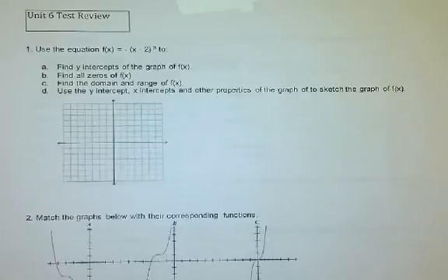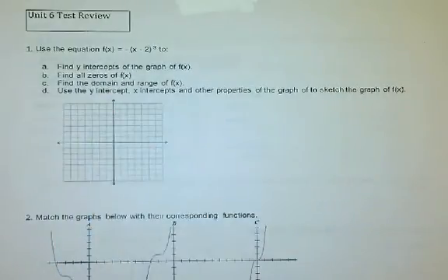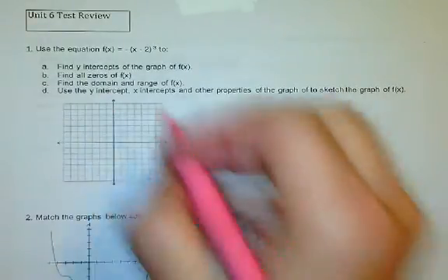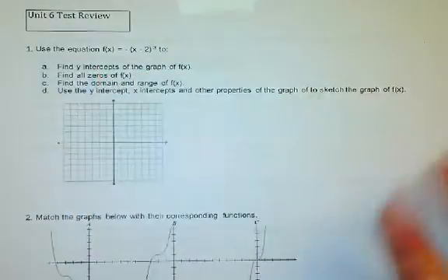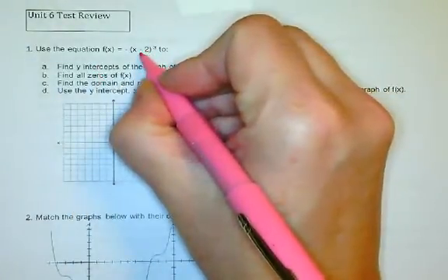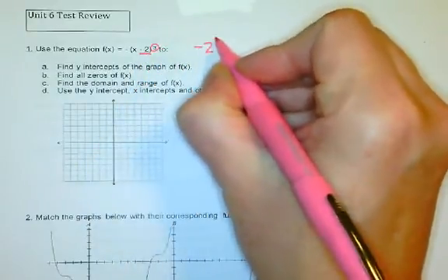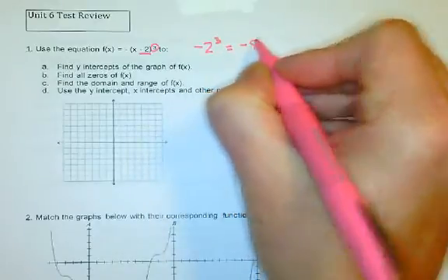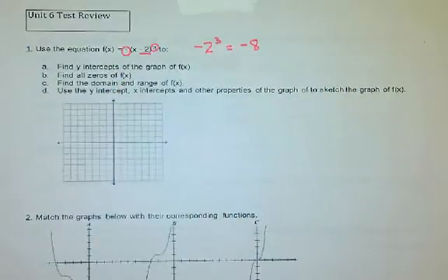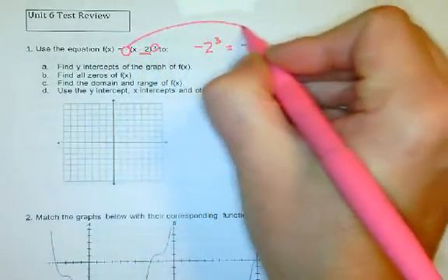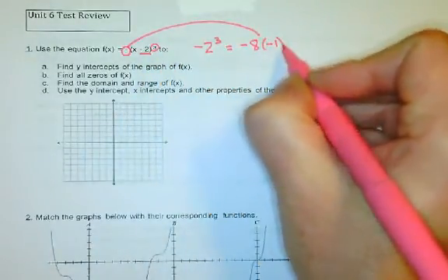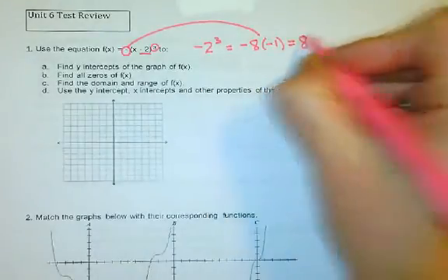Okay, question number 1. Use the equation f of x equals negative (x minus 2) cubed to find the y-intercept of the graph, find all zeros, find the domain and range, and then graph it using the y-intercept and the x-intercept. To find the y-intercept by hand, you would take this negative 2 right here and cube it. So negative 2 cubed equals negative 8. But you also have this negative right here, so once you multiply that negative by the negative 8, you get an 8.